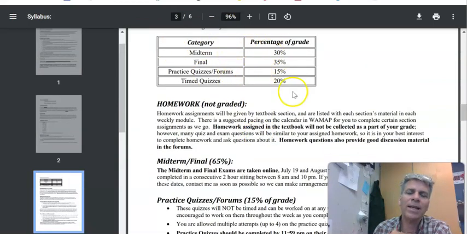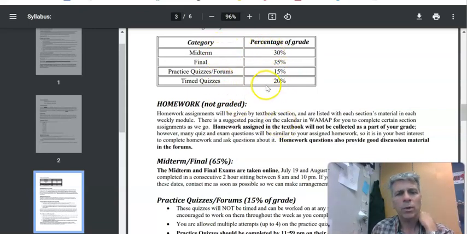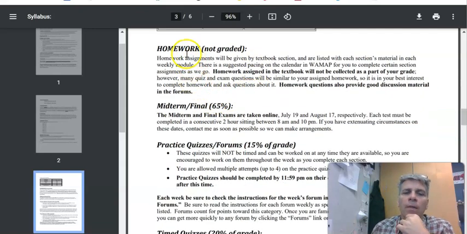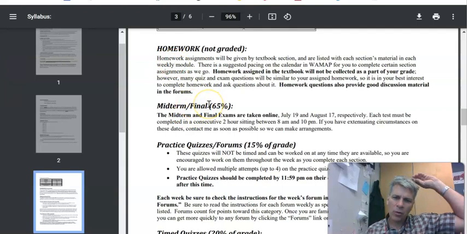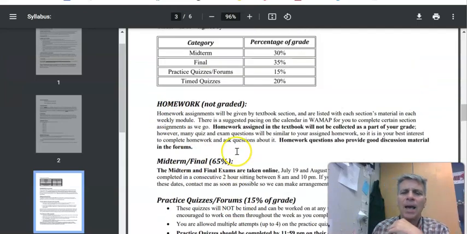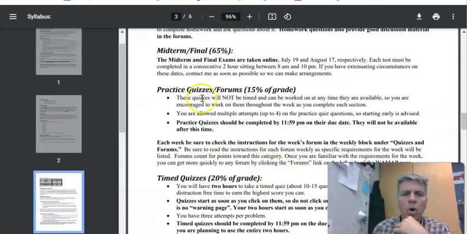This is how it's going to break down your grade. Your midterms are 30%, finals 35%, practice quizzes and forums, timed quizzes. The homework, that's the assignment that I showed you in the calendar, is not graded. It's really good practice, though. Do your practice. The midterm and the final, both of these are online, and they're open all day during that day. I think these dates are wrong. I'm going to change those dates on this.